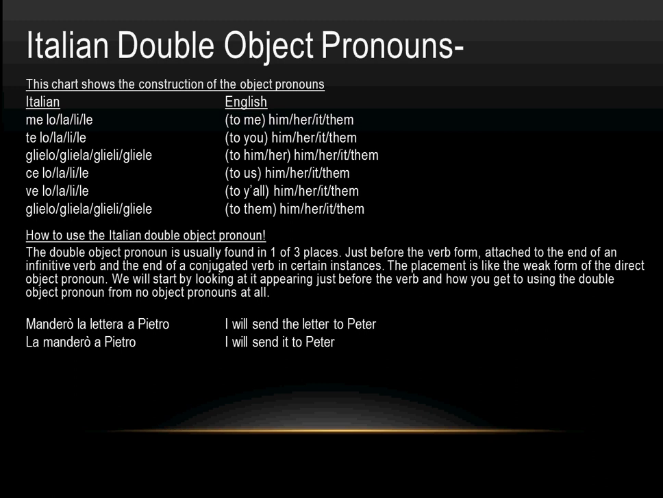La manderò a Pietro. Now, if we want to replace Pietro with a pronoun, we have gliela manderò, because the indirect object pronoun for Pietro would have been gli, but since we already have la in the sentence, the direct object pronoun, that means we're going to be using a double object pronoun. So gli becomes glie and attached directly to the direct object pronoun. So we have gliela manderò. I will send it to him. Let's look at another example.